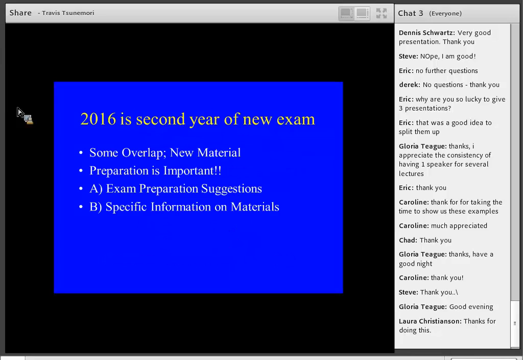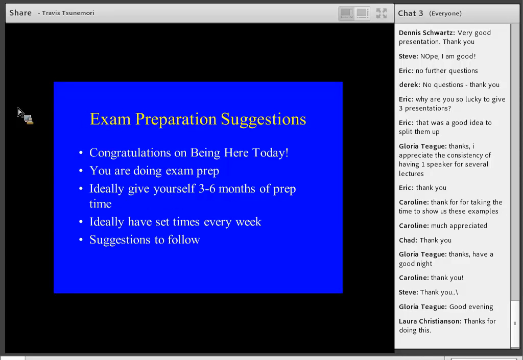2016 is the second year of the new exam, so I'm walking through this. You can see it on your screen. There is some overlap with the old exam, and there's some new material. Preparation is important, so congratulations to each of you for being here. Good job. I presume that also means you've probably listened to or seen some of the other ones as well. So good job, and keep at it. I'm going to make some preparation suggestions, and then we're going to move on to the specifics on some questions that you might see on the test.